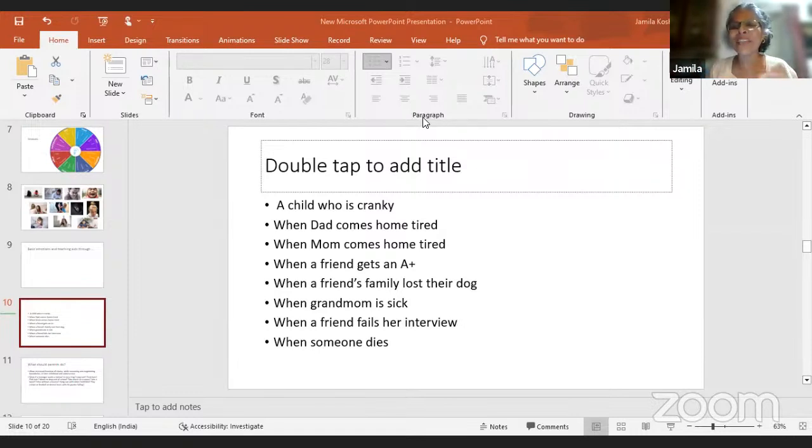Similarly, I hope we will do the same thing if mom comes home tired. If a mom comes home tired, the others in the house, the father or the others, should respond the same way. Suppose a friend gets an A plus. How would you respond? If your friend in office gets a promotion, that would be the same way that a child should respond if their friend gets an A plus. How should we respond?